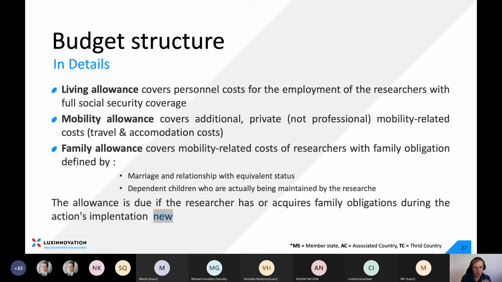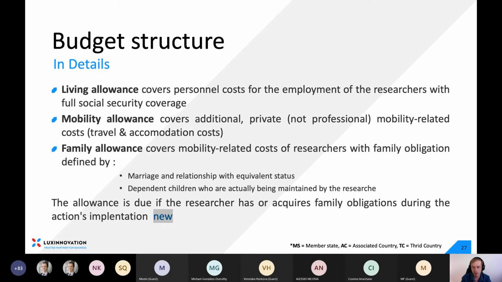Okay, so then this is again explaining a bit more in detail what the different points are. Living allowance, it's your salary. Mobility allowance is meant as an additional salary because you need to move to another country. You need to come to Luxembourg, so you need to find an apartment here, and so this is covering your private expenses. This is not meant for traveling as part of the project. The family allowance, so this is if people are married or in a relationship with an equivalent status, recognized in Luxembourg, or if you have dependent children that you need to take care of, then you will be allowed this family allowance.